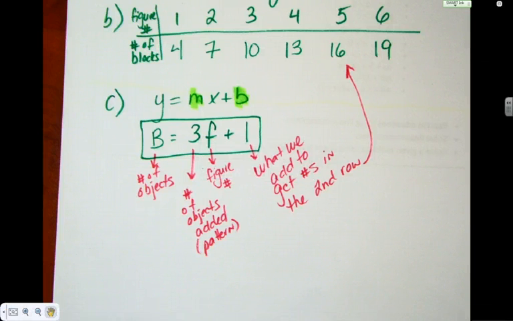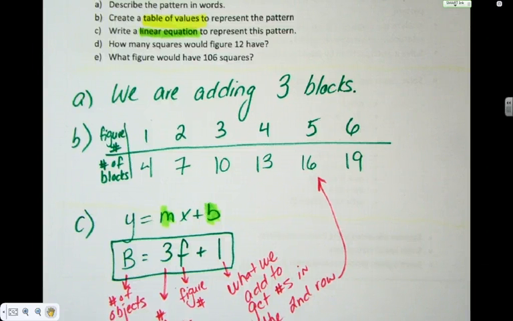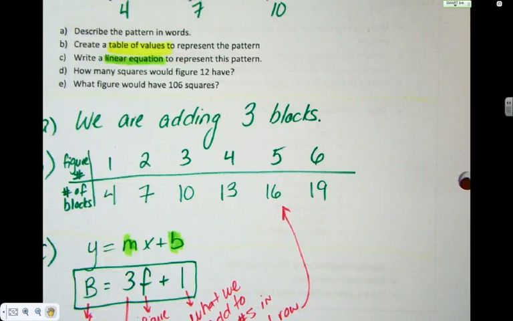Well, why do we need to know this? Why do we need this linear equation? Why does it matter? We'll take a look at number D. So we could keep going this pattern, and we could go all the way up to 12, but why would we do that when we can have an equation to do it? What if I asked you the 100th figure? Are you going to want to fill in the table all the way to 100? No, that's what this equation is for. It's for to be able to quickly calculate how many blocks we need down the road in the pattern.